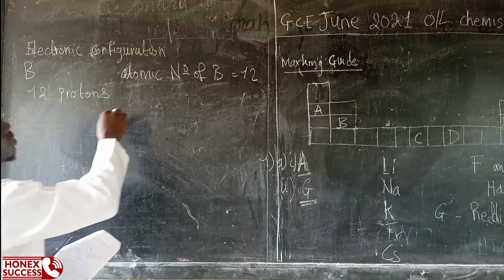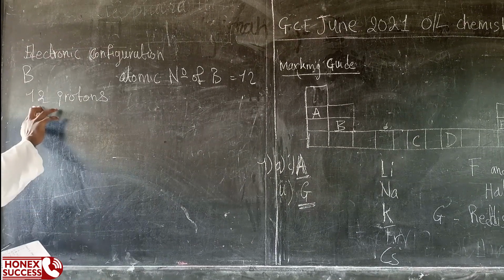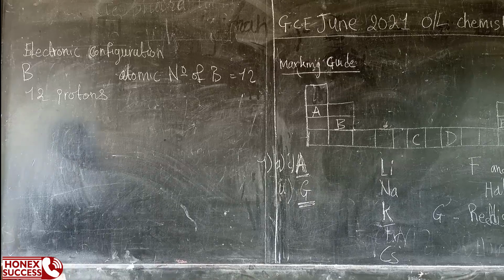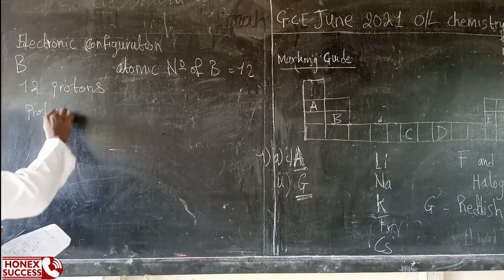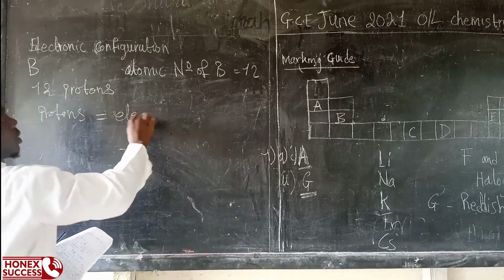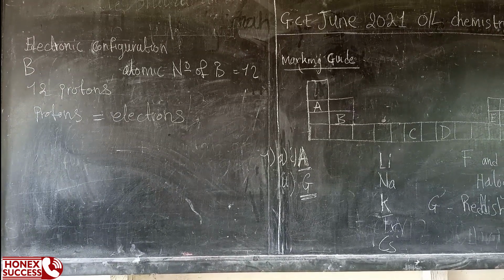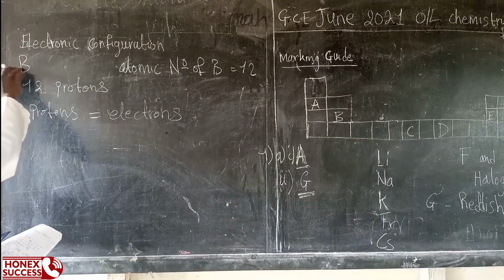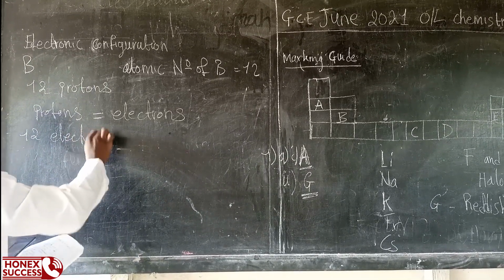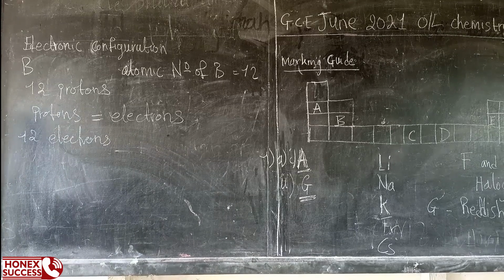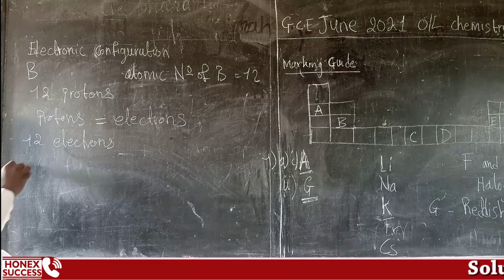So it means if the atomic number of B is 12, it implies B possesses 12 protons. And we were also told that in a neutral atom, the number of protons is the same as the number of electrons. So what is this implying? It simply means since there are 12 protons in element B, there are automatically 12 electrons in element B. So we come out with the electronic configuration from the number of electrons.